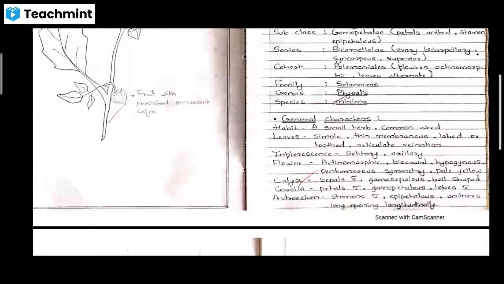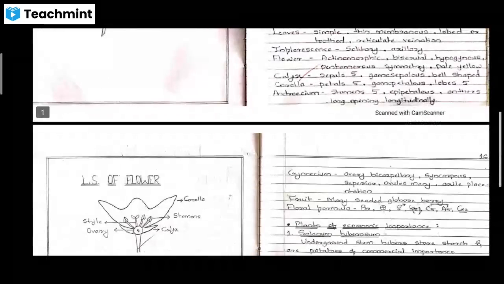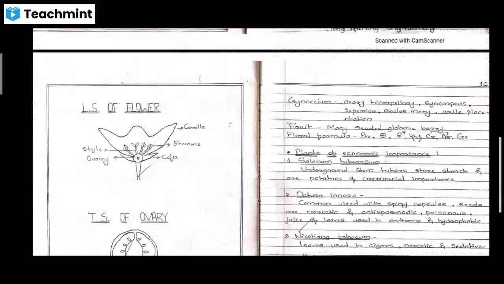Androecium in these flowers: there will be five stamens present. They are epipetalous, and the anthers are comparatively long, and all these anthers open longitudinally. Then gynoecium, here the ovary is bicarpellary. So ultimately two carpels are present here. Then all these carpels will be syncarpous, that is, jointed. Then superior, below the ovary all floral parts are present.